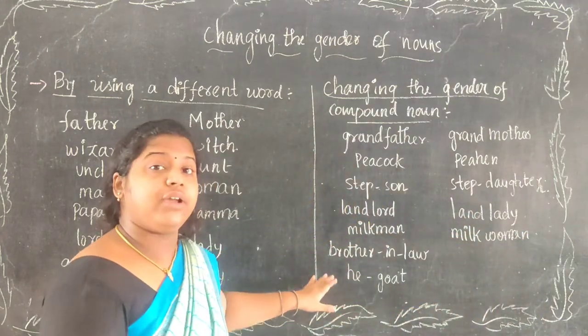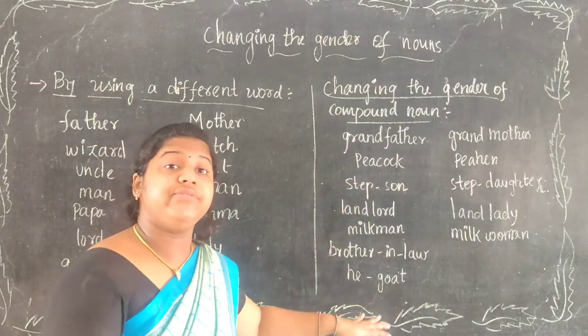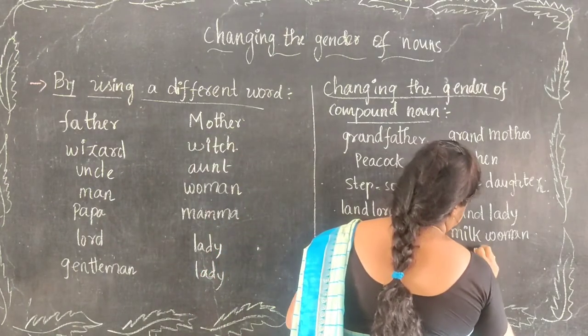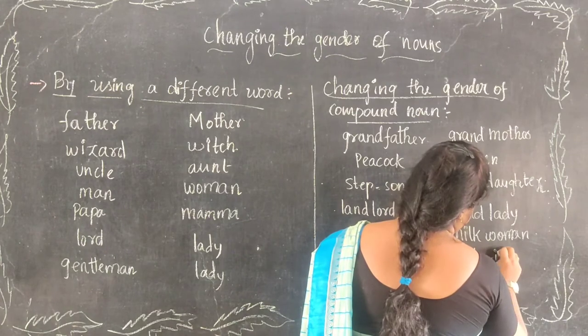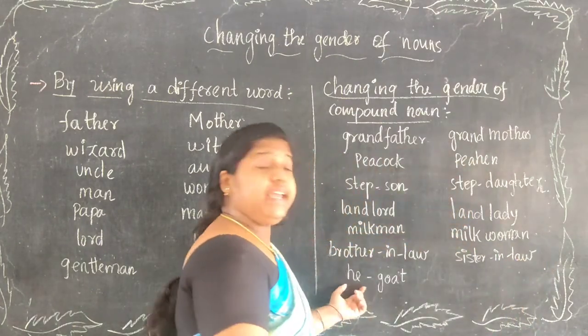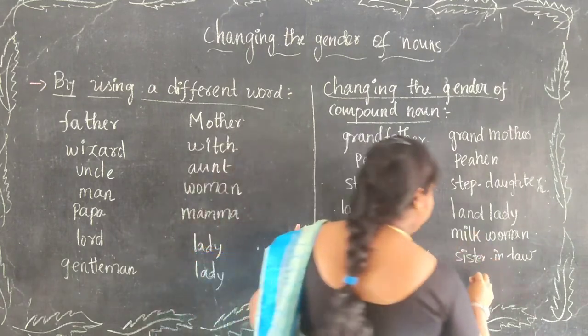Brother in law. Okay, it comes under masculine. What comes under feminine? Sister in law. He goat. She goat.